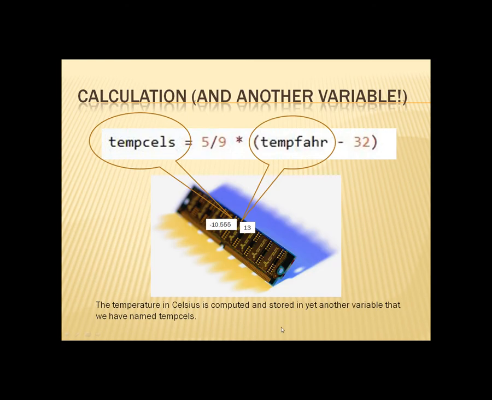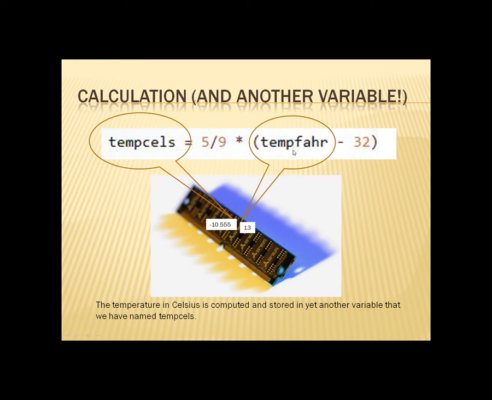Okay, so the next line in the program is the actual calculation. And this is a very common formula. You can Google Fahrenheit to Celsius, and you'll see a formula like this. To get the degrees Celsius, we first subtract 32 from the degrees Fahrenheit and then multiply the whole thing by 5/9.